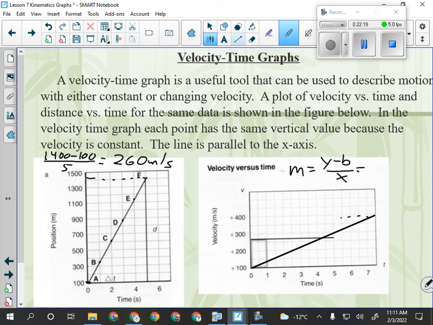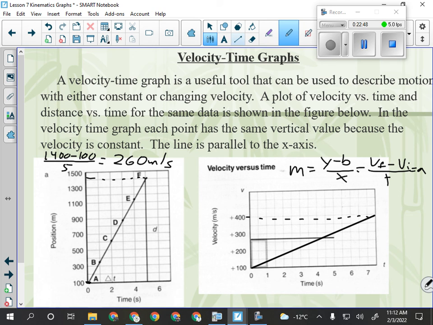Y is going to be my final velocity, because that's what's on the y-axis, is velocity. B is my velocity at time 0, or my initial velocity. And what's on the x-axis? Time. Is that the formula you used last year to calculate acceleration? That's where it comes from.